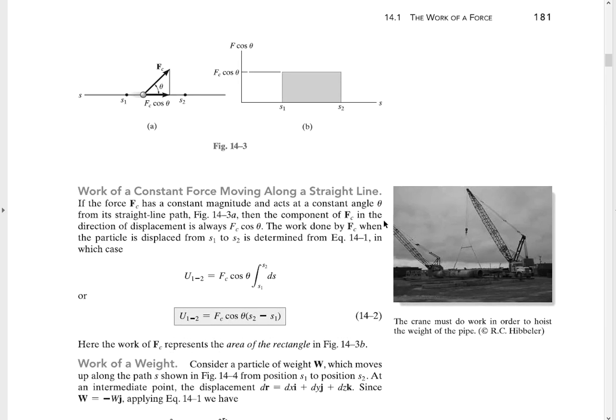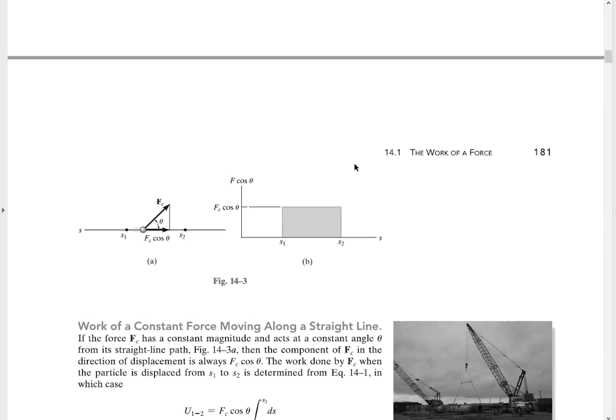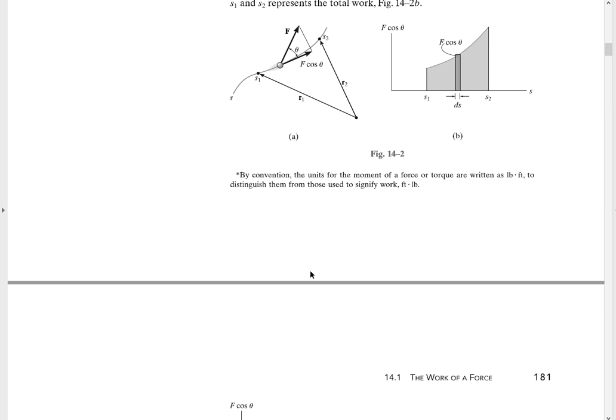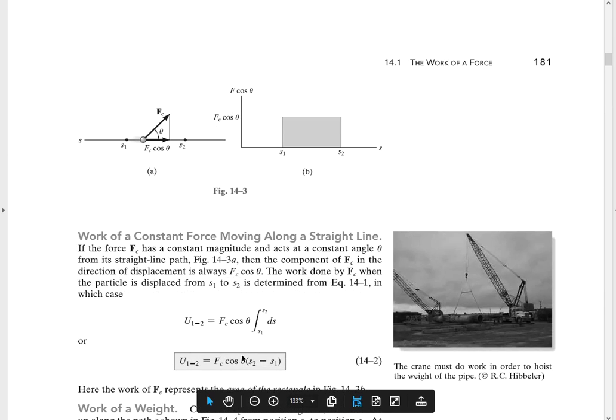Work of a constant force moving along a straight line. So if in particular the path of the particle is rectilinear, and the angle is constant, if the force is constant, then the work done between positions s1 and s2 is going to be the projection of the force along the direction of displacement of the particle times s2 minus s1. Graphically, this graph becomes a rectangle. Again, this is constant, and it explains this form here.